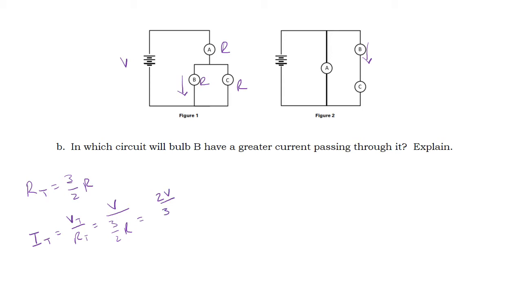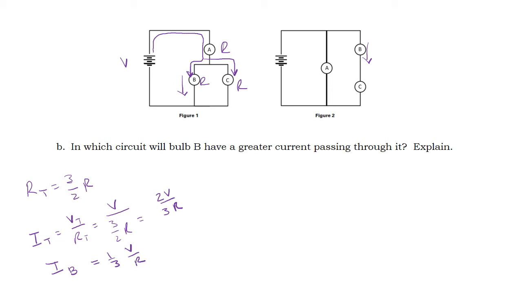2V over 3R. That's the total current coming out of the battery, total current going through A, but then the current splits between B and C, and it splits equally because those two resistors are equal in value. And so the current going through bulb B in figure 1 has to be equal to 1/3 V over R.